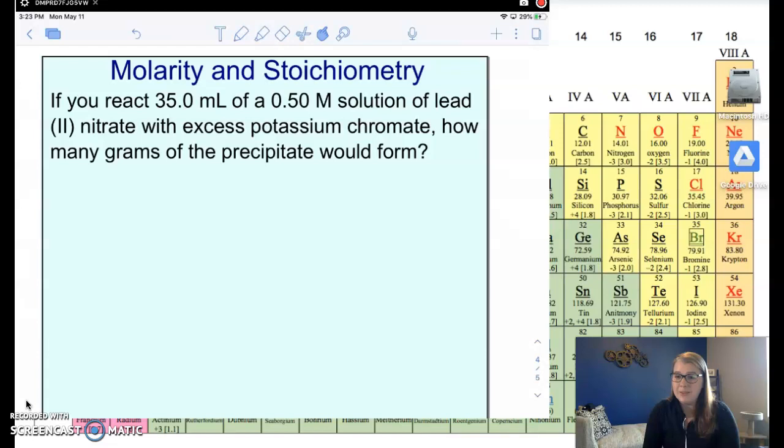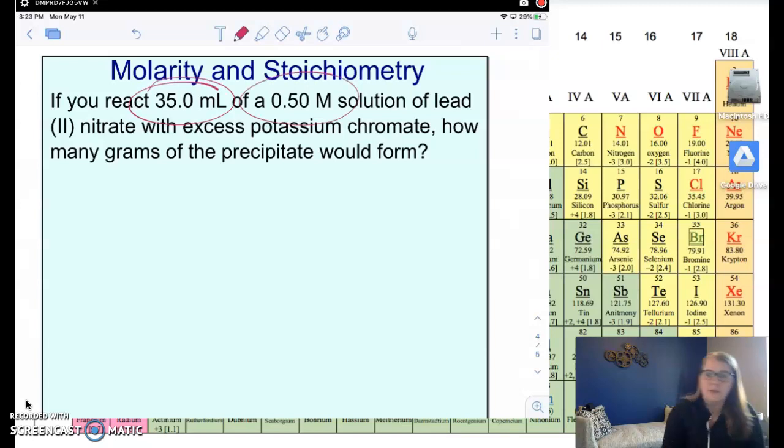Another thing we can do, because molarity lets us solve for moles, is all of that stoichiometry that we used to do. Yay! So for example, if you react 35 mL of a 0.5 molar solution of lead(II) nitrate with excess potassium chromate, how many grams of the precipitate would form? I want to see if you can figure this one out on your own. Here's my hint. Given these two numbers, can you solve for moles? If the answer is yes, you should be able to do everything else via stoichiometry.